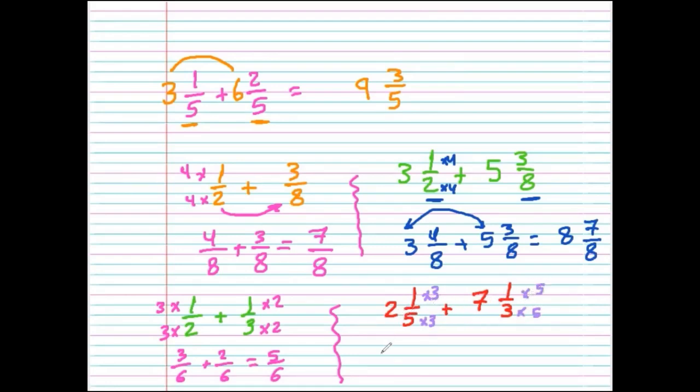Now it is going to be 2 and 3 over 15. The common denominator is 15 now, plus 7 and 5 over 15. Now add normally the fractions first. Don't forget this. The fractions first. 3 plus 5 is 8 over 15. 2 plus 7 is 9. So I think it's easy and clear.